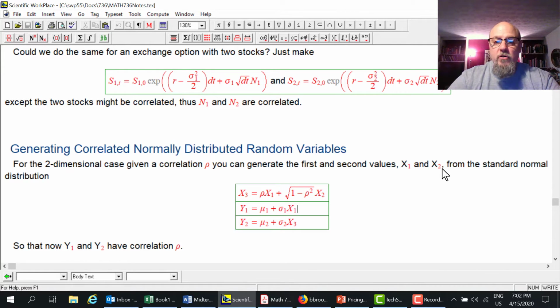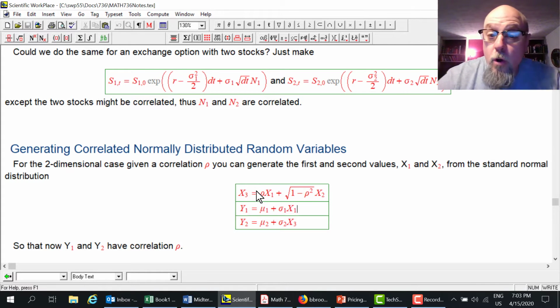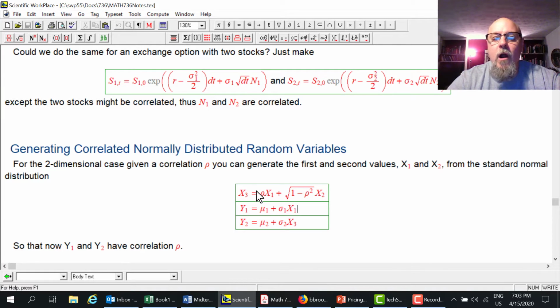We make a third random variable, x3, as the weighted average of x1 and x2. So x3 equals rho times x1 plus the square root of 1 minus rho squared times x2. Rho is going to be our target correlation coefficient. That's the correlation that we want for our two random variables at the end. But right now, x3 is just a weighted average, right? Once you pick rho, it's a number times x1 plus a number times x2 equals x3.